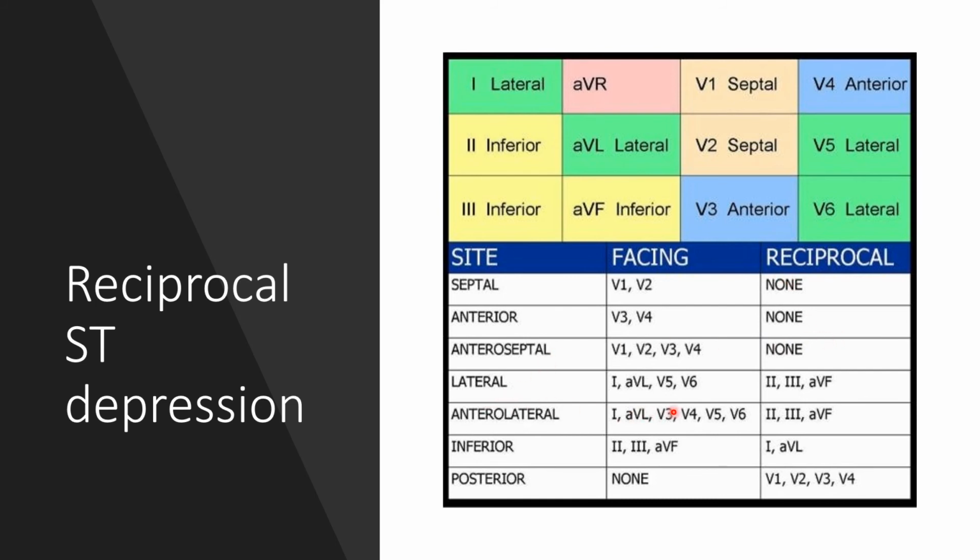When you have a lateral wall infarction in leads 1, aVL, V5, and V6, you definitely see ST segment depressions, which are reciprocal changes, in leads 2, 3, and aVF. If you have an inferior wall myocardial infarction, you will see the ST segment elevations in 2, 3, and aVF, and the reciprocal ST segment depressions are usually seen in the lateral leads, V5, V6, lead 1, and aVL.